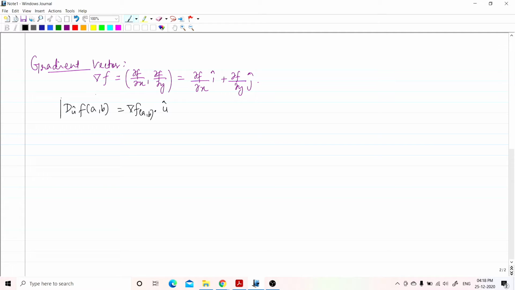So this is how we calculate the directional derivative, and based on this definition, we have seen some problems in the previous lecture. Now let us get into this lecture content.